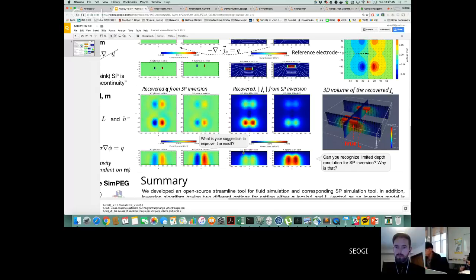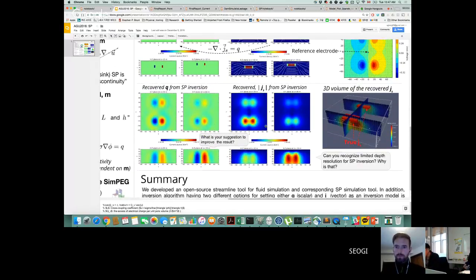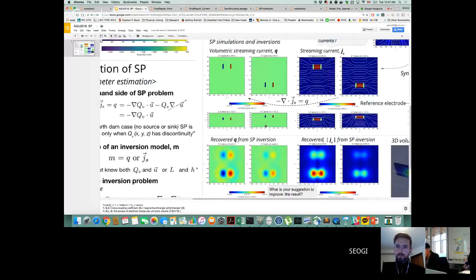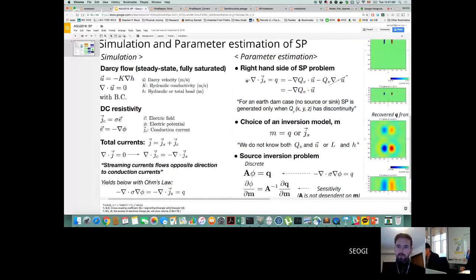And what were Burke's comments? Because I know you had a good chat with him. If you think about this right hand side, inverting for JS is kind of hard, because your right hand side is the divergence of JS. Meaning there's a null space that you cannot recover. So Q is about the information that you can get. That was his comment, basically: you cannot get more information by using JS.